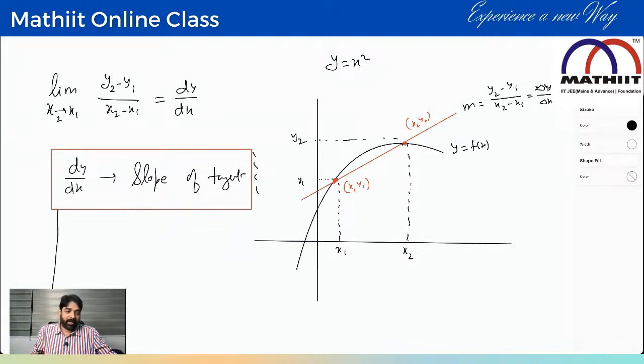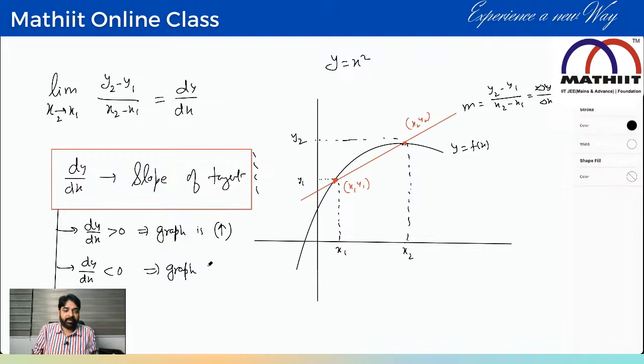And from here, three points you should be very clear. Dy by dx positive means the graph is increasing. Graph is increasing means the graph is going up. If dy by dx is less than 0, the graph is decreasing, means the graph will come down. And if dy by dx equal to 0, that means the graph is constant. Graph is constant means it will be a straight line parallel to the x-axis. It will be a constant graph.